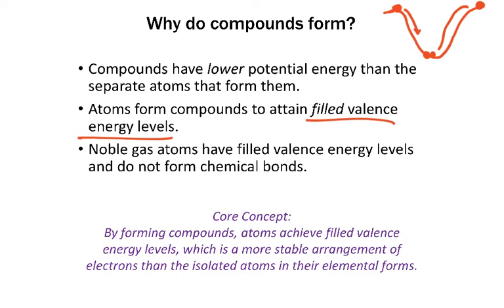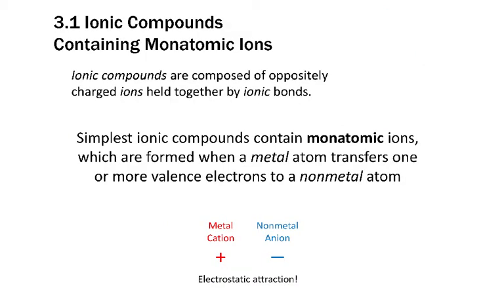The core concept here is that by forming compounds, atoms achieve filled valence energy levels, and filled valence energy levels is a more stable arrangement of electrons. And it's more stable than the isolated atoms in their elemental forms. Okay, so that's kind of an introduction, just compounds in general. The first section is about ionic compounds, right? So remember, this is when there's a transfer of electrons. And we're first going to look at monatomic ions.